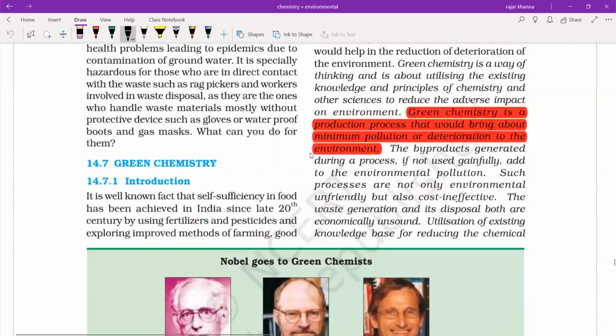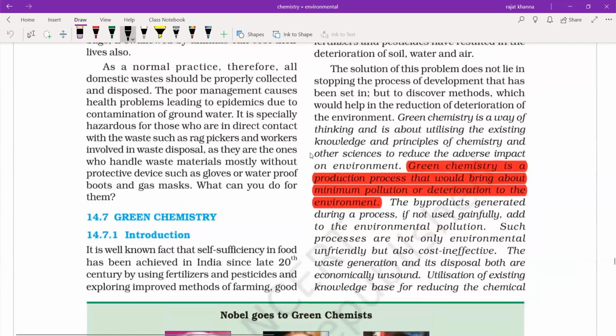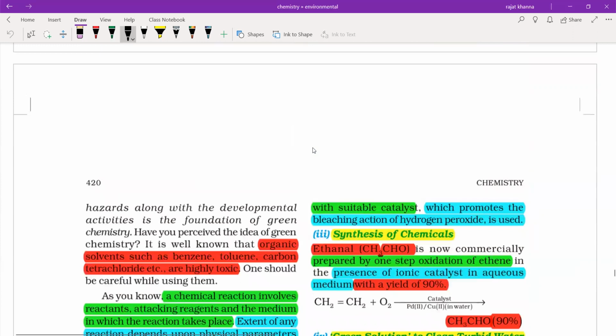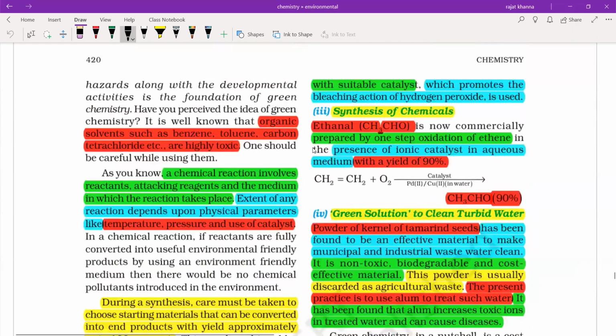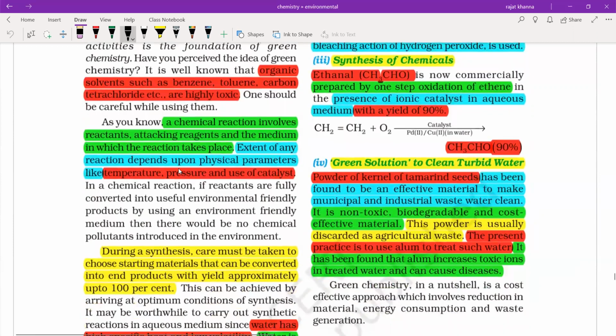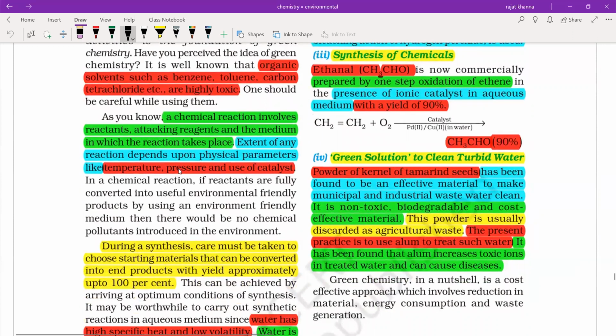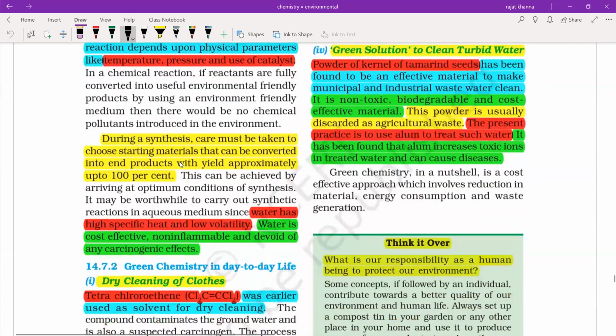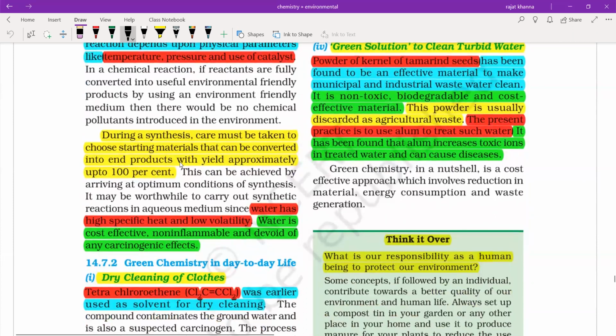Now, green chemistry is a production process that would bring about minimum pollution or deterioration to the environment. Organic solvents such as benzene, toluene, and carbon tetrachloride are highly toxic. Chemical reactions involve a reactant attacking a reagent and the medium in which the reaction takes place. The extent of any reaction depends upon physical parameters like temperature, pressure, and use of a catalyst. During synthesis, care must be taken to choose starting material that can be converted into an end product with approximately 100% yield.